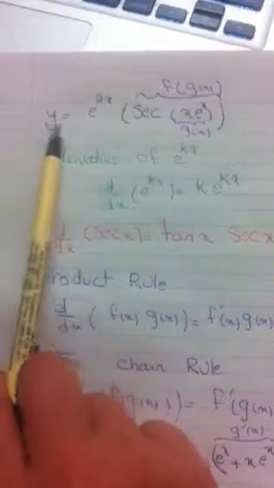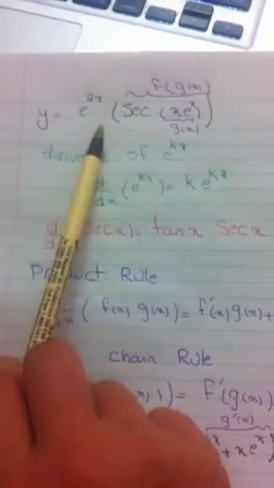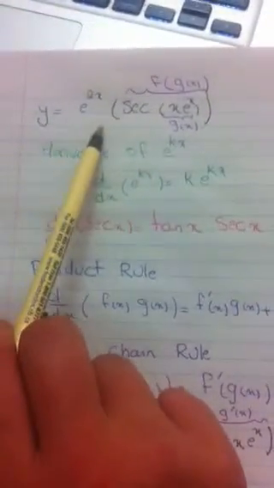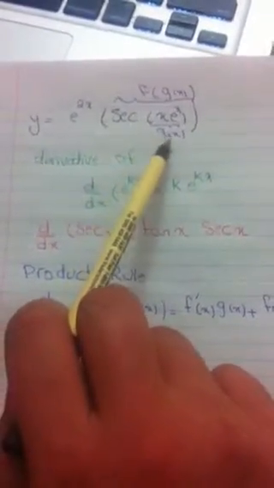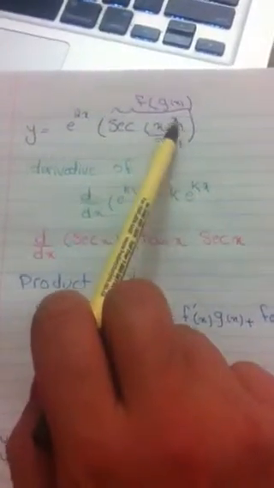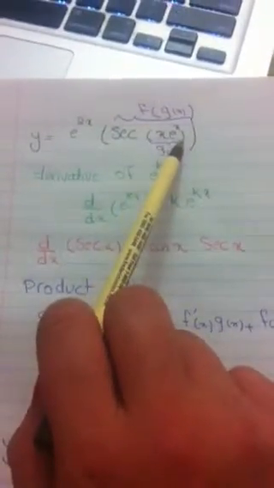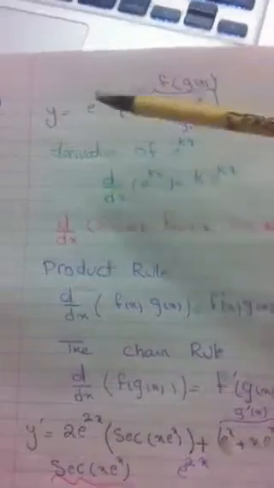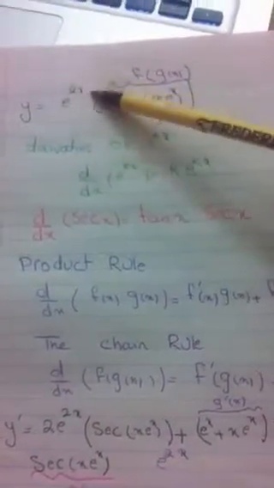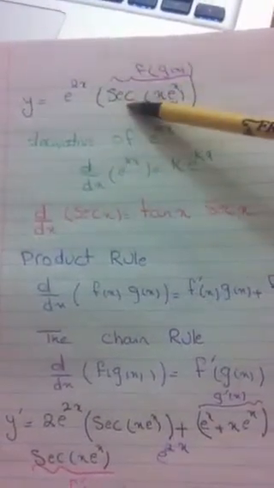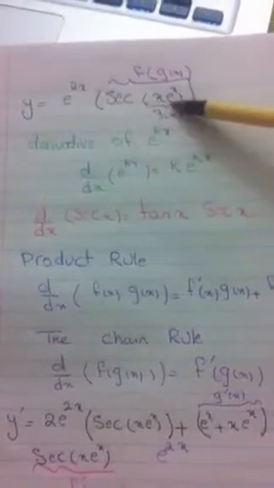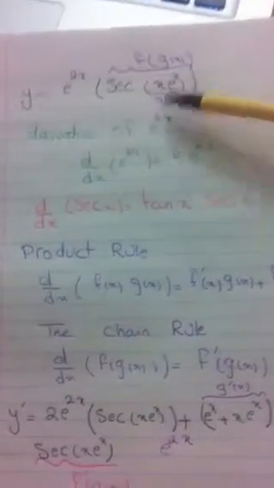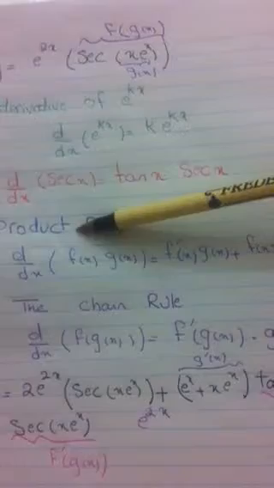For example, if you have a function like y equals e to the power of 2x multiplied by secant x multiplied by e to the power of x, how can you find the derivative? First of all, you see e to the power of 2x is multiplied by secant x e to the power of x. Then you need to use the product rule.